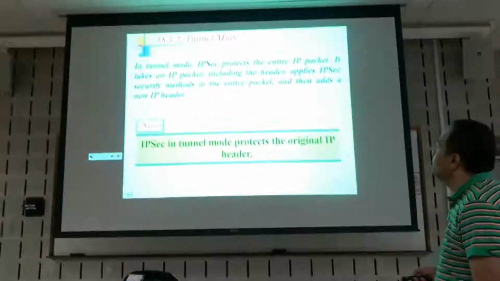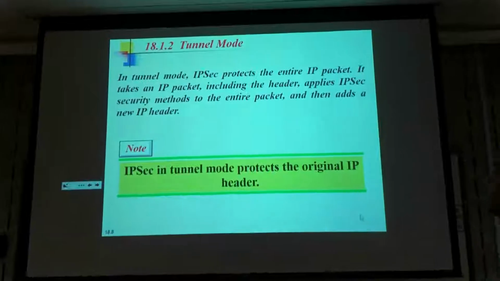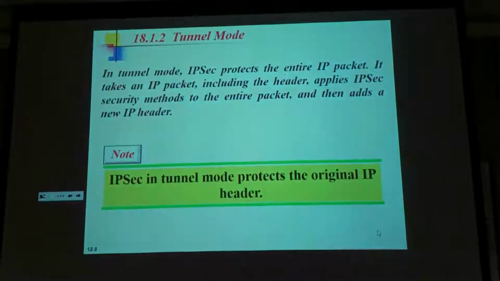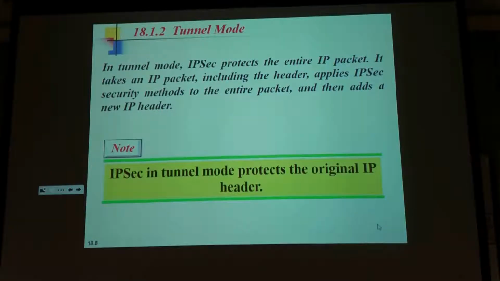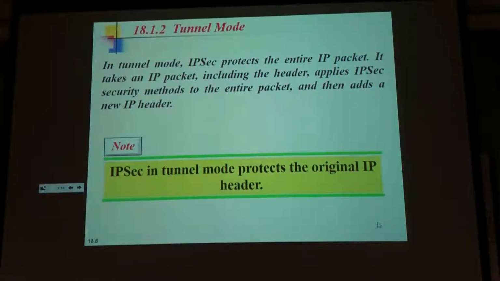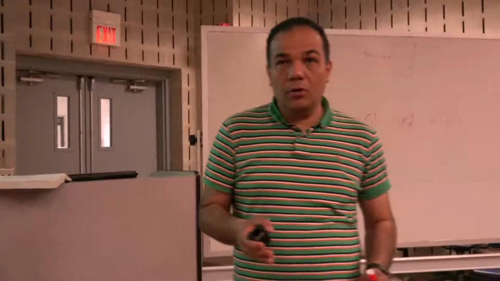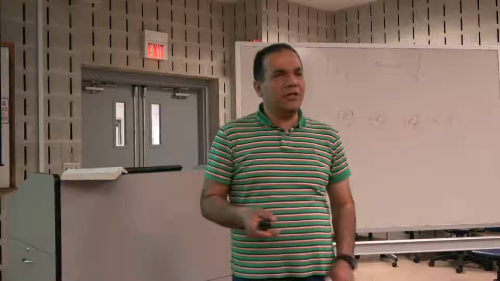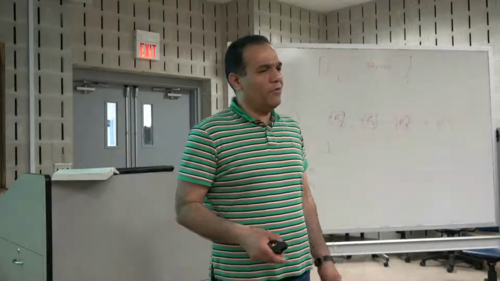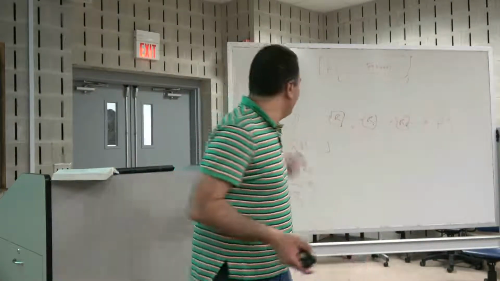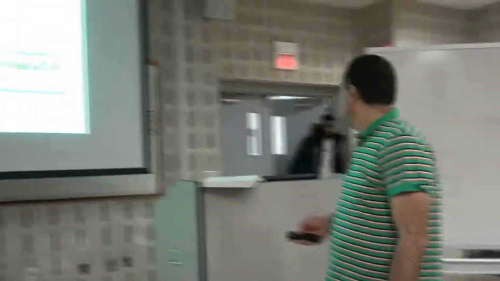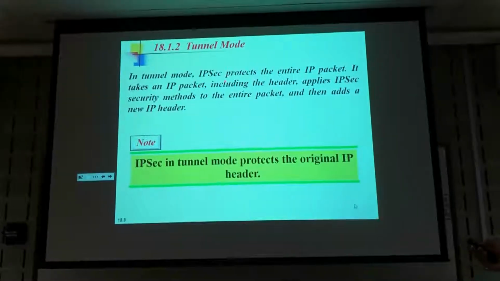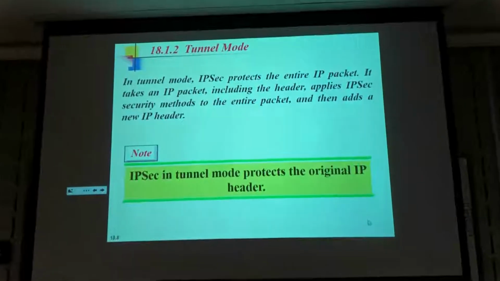Alright? The tunnel mode is a little bit different. In tunnel mode, IPsec protects the entire IP packet. The entire IP packet includes what? The header. It includes the header. So somebody may say, how can I protect the header? If I encrypt the header, the data cannot move because it has to be read at every stage, right? We'll see how we do that. So in tunnel mode, IPsec protects the entire IP packet.